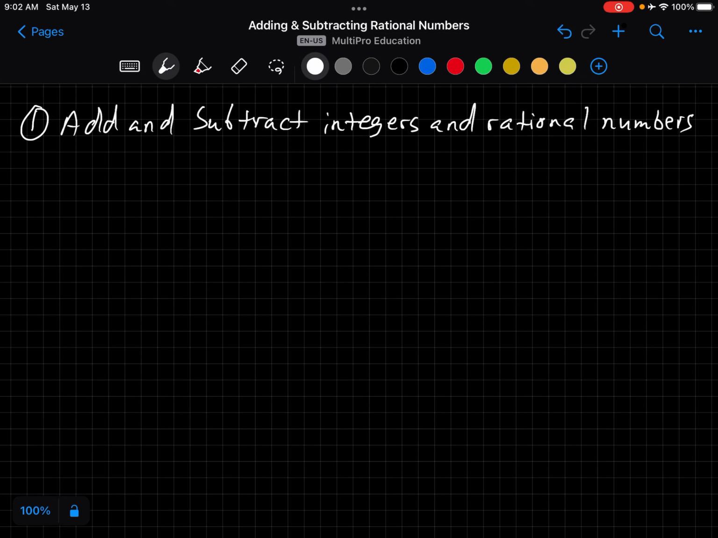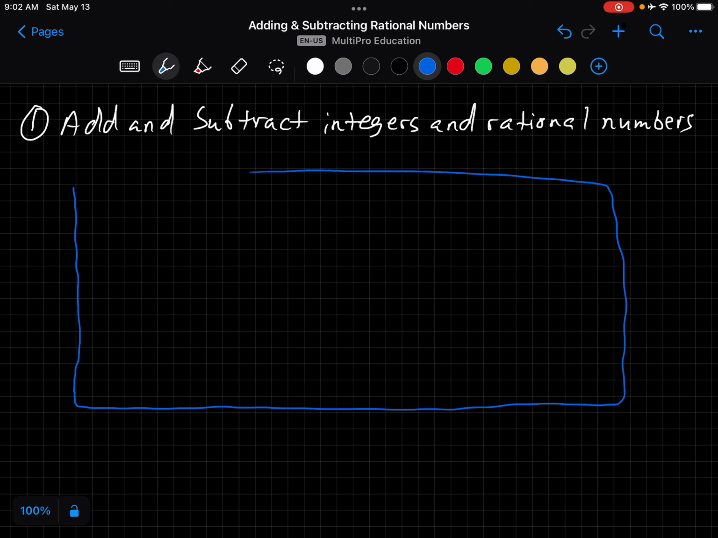Hello everyone. Today we're going to talk about adding and subtracting rational numbers, not national numbers, but rational numbers. So let's take a look here. Let's imagine that we have a football field, and we have the 50-yard line here.